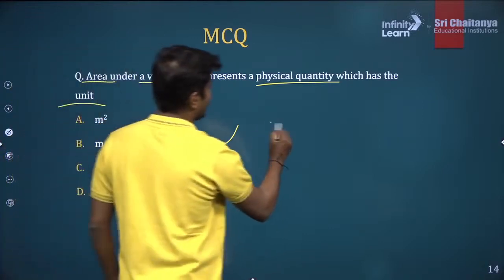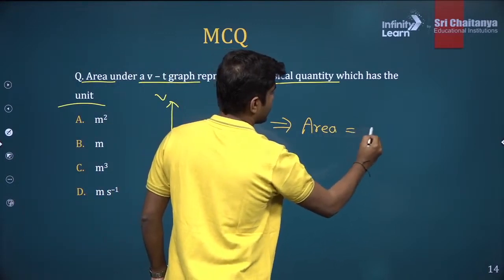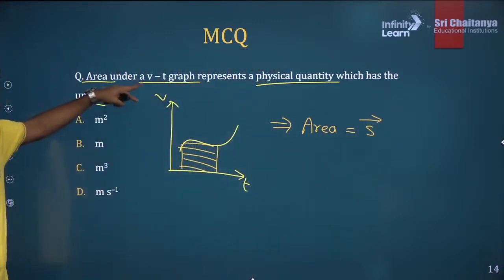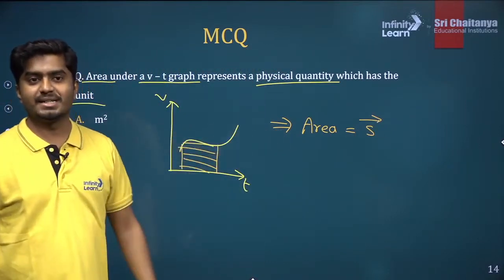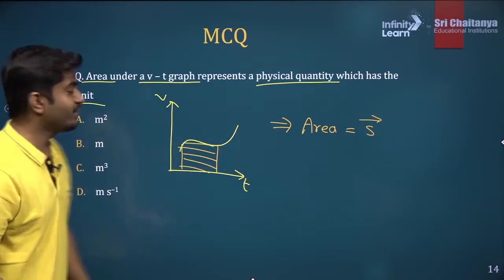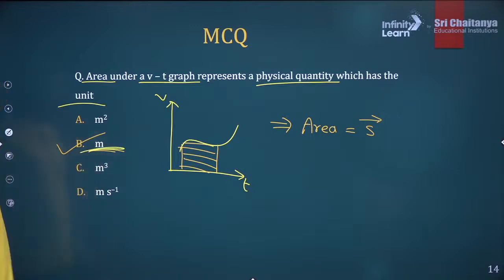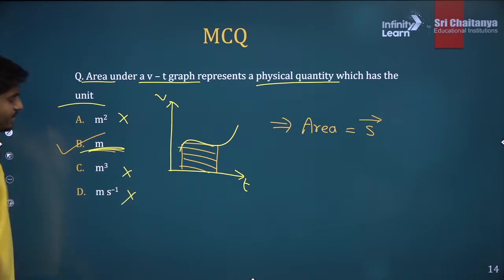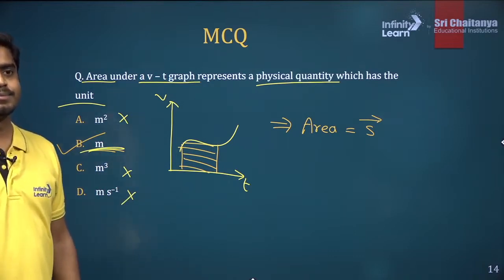What is the area under this curve? When you calculate the area under the velocity time graph, you will get the displacement. So what is the SI unit of displacement? It is meters. That is the correct option, option number B. It is not meter square or meter cube or meter per second. Clear? Easy, right?